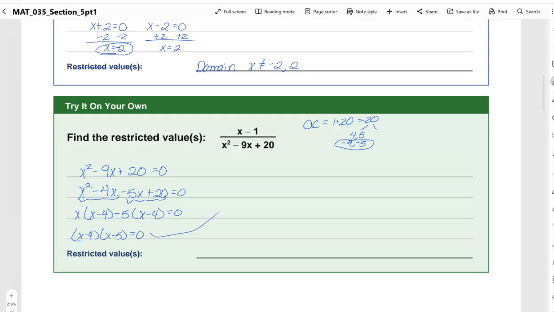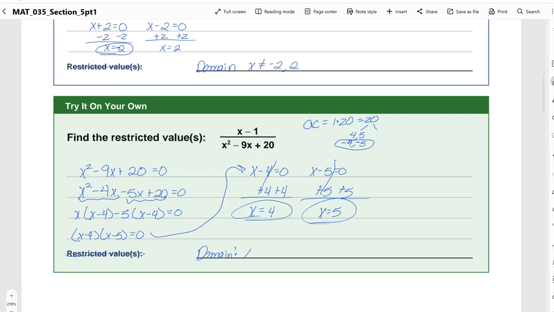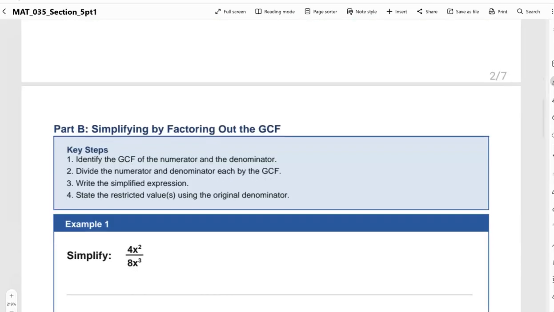Then we set each of those factors equal to 0: x minus 4 is equal to 0, x minus 5 is equal to 0. Then we just solve. Add 4 to both sides to get 4 as a restriction, and add 5 to both sides to get 5 as a restriction. So our domain is x cannot equal 4 or 5. Those are our problems. That's what makes the bottom equal to 0.